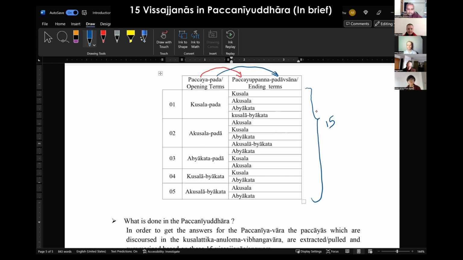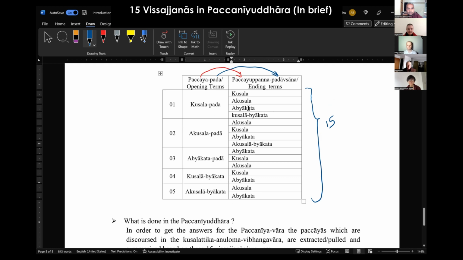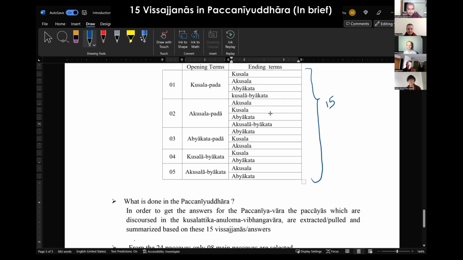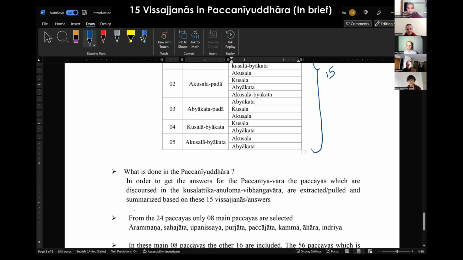So what we are going to do is to look at the Paccayas, which I explained, related to these 15 combinations from the kusalattika. Based on these 15 combinations, the Paccayas are summarized from the Anuloma Vibhangavara into these combinations. That is what we are going to learn, and that is what is in the Pali.